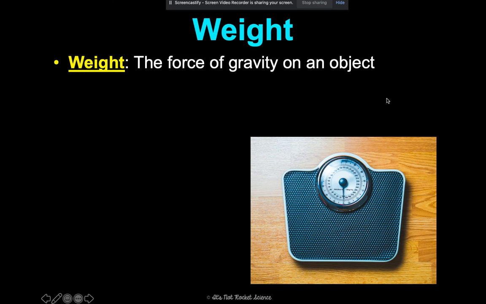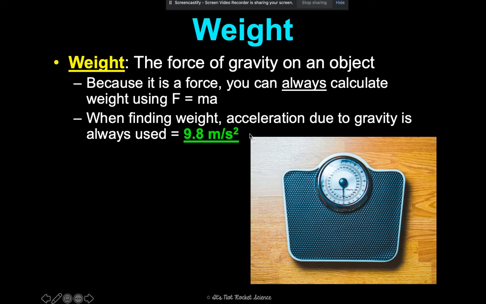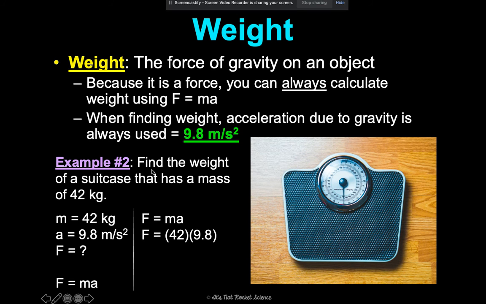Diving deeper into weight, again, weight is the force of gravity on an object. Because it is a force, you can calculate weight using F equals ma, which is nice. When we're finding weight, your acceleration due to gravity is always 9.8 meters per second squared. For this example, we're going to find the weight of a suitcase that has a mass of 42 kilograms. We already have our acceleration and our mass. So F equals ma: 42 times 9.8 gives us 411.6 newtons.